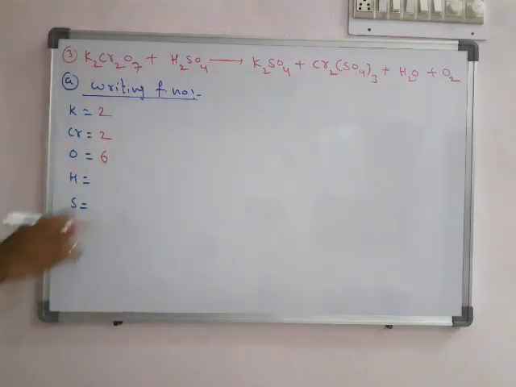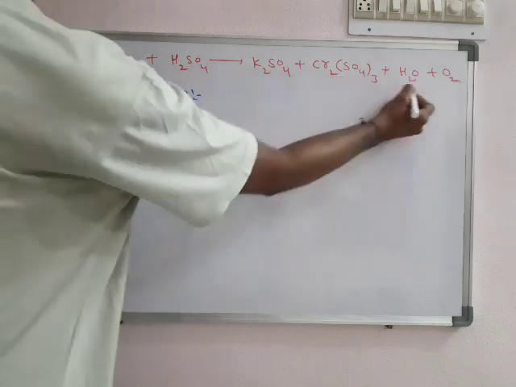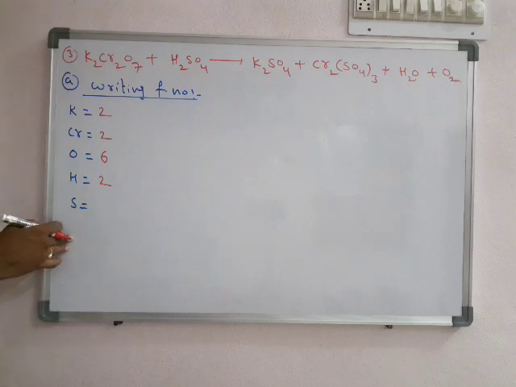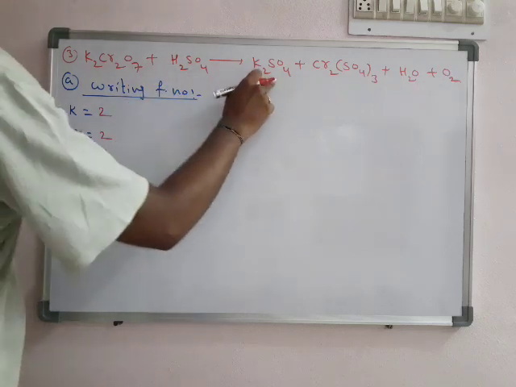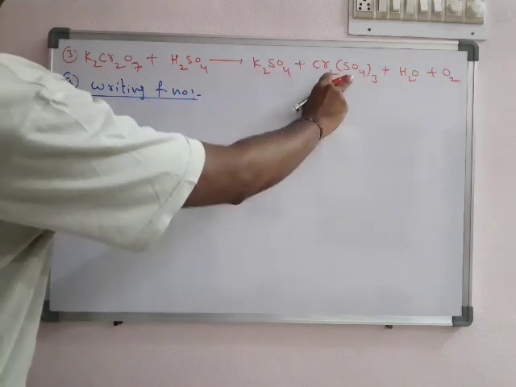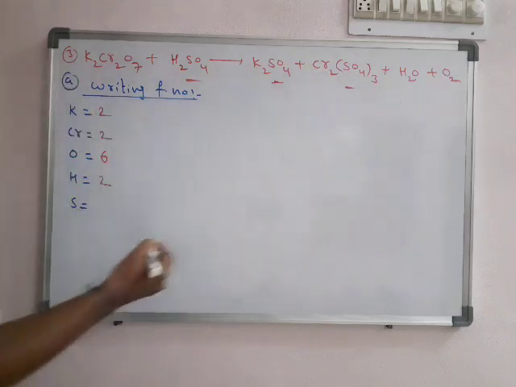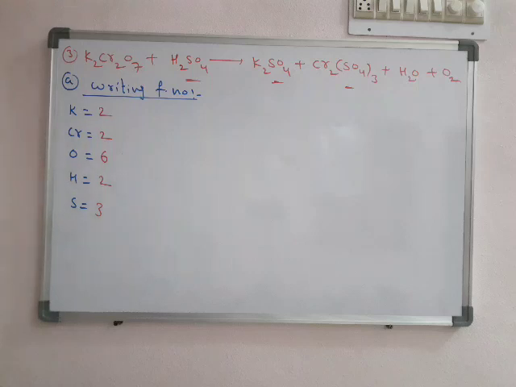Next, what about hydrogen? This is one place, this is one place, only 2 places. What about sulfur? This is 1, 2, here also 3. So sulfur is here, here, here, 3 places. Okay, so this is the frequency number.